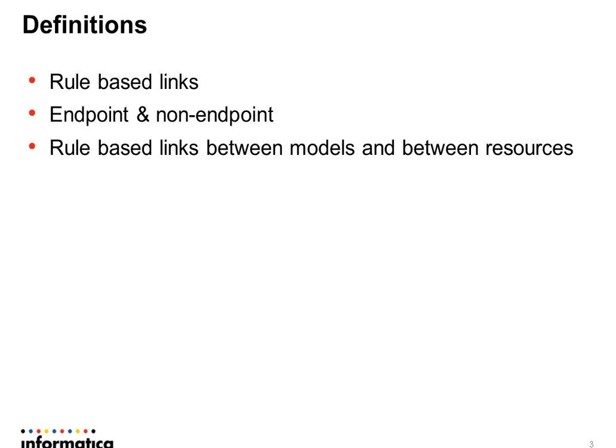Now, the process used for rule-based linking varies depending on whether you're creating linking rules for a pair of models or between a pair of resources. The option to use linking between models was introduced in 951 hotfix 1. But in this example, we will be using linking only between resources, and they are custom resources.